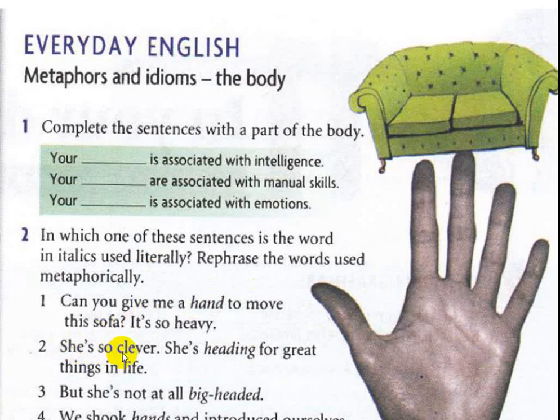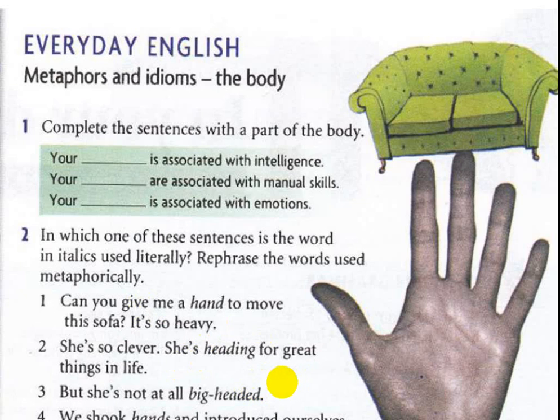Number 2, she's so clever. She's heading for great things in life. Here the word heading is used metaphorically. She's heading for great things in her life. Means she's going in the direction of great things in life. She's so clever.